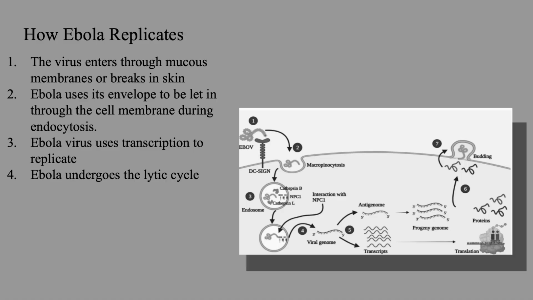So how does Ebola replicate? First, the virus enters through the mucous membranes or breaks in skin. Second, the Ebola uses its envelope to be let in through the cell membrane during endocytosis. Then, Ebola virus uses transcription to replicate, and finally, Ebola undergoes the lytic cycle. And here's a visual depiction of how Ebola replicates.